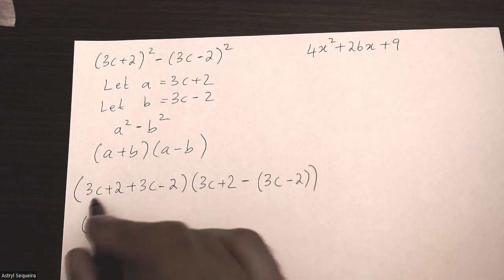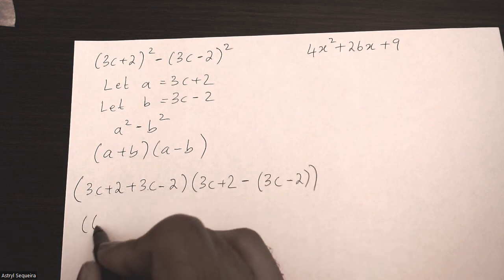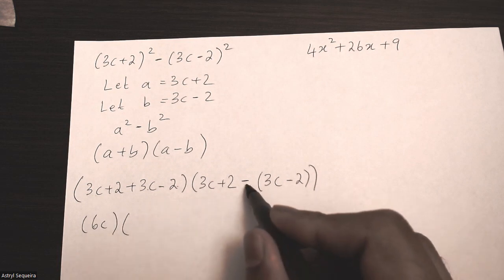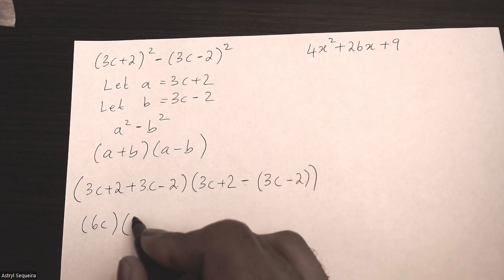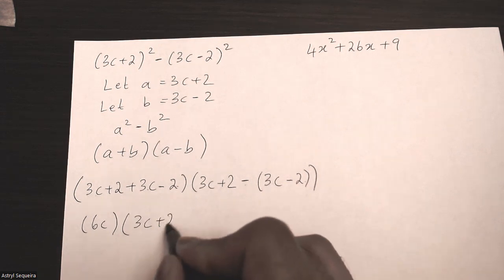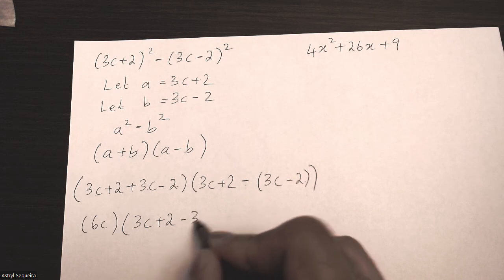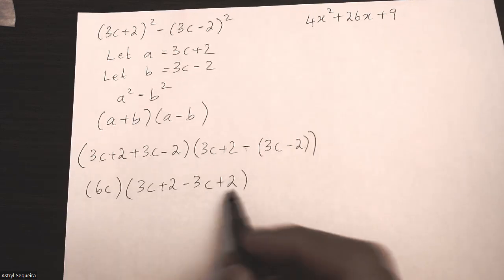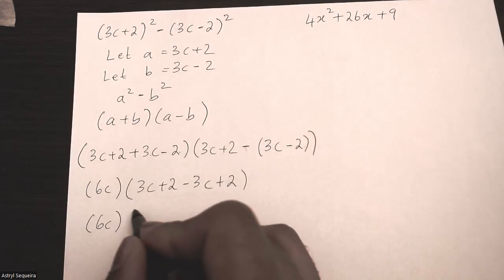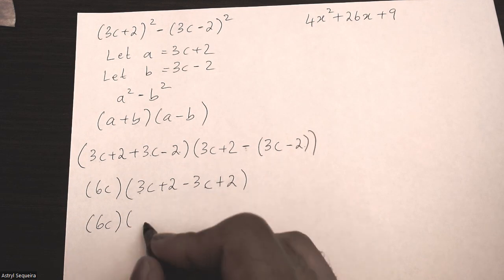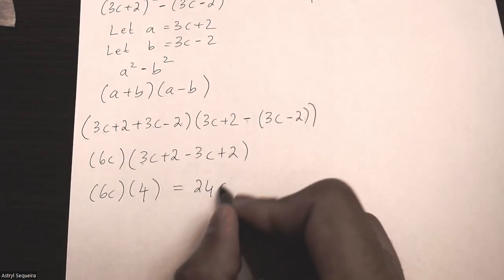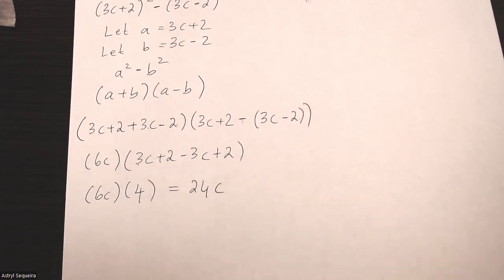So now I want to combine like terms in this bracket. 3c plus 3c is 6c. 2 minus 2 is just 0, so I don't need to write that. And in this bracket, I'm going to distribute the negative into this bracket. So I have 3c plus 2, then minus 3c, and then a negative times negative 2 becomes plus 2. I want to combine like terms inside this bracket, so I have 6c. 3c minus 3c just cancels and disappears. 2 plus 2 is 4, and then 6c times 4 is just 24c, which is my final fully factored solution.